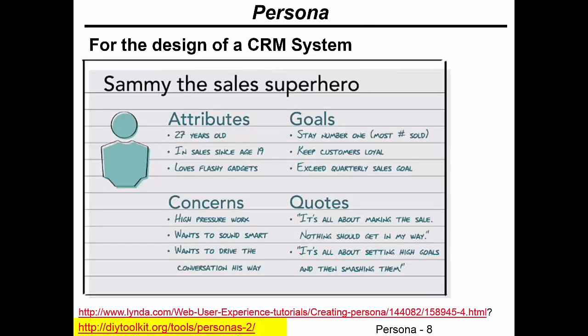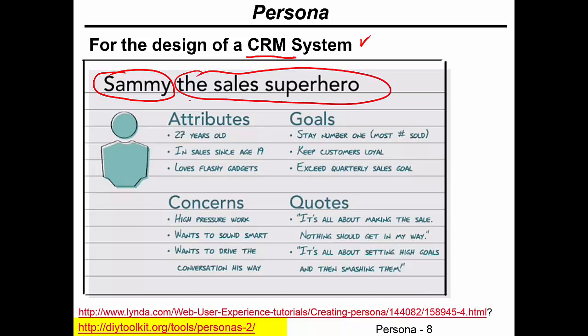Let's look at an example of how we may document a persona in a simple example. And certainly you create a persona for the purpose of designing a product and service. In this context, we are designing a customer relationship management system, or CRM system. So we have identified a number of persona. This is just one of them. There's a gentleman called Sammy, and we give Sammy kind of an archetype, which is a sales superhero. Okay, and he's 27 years old.